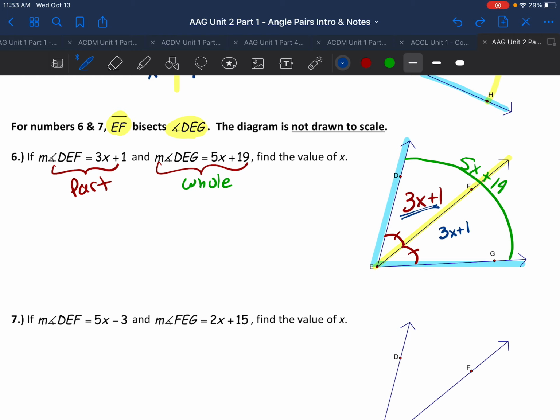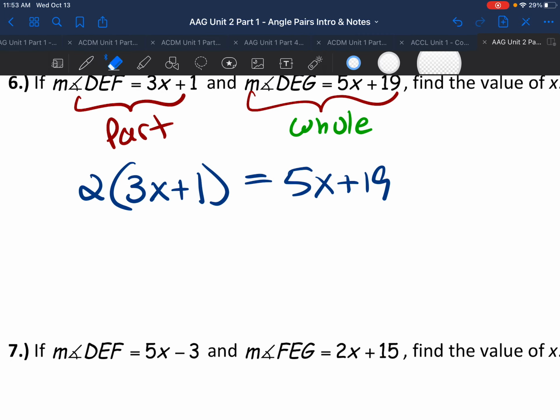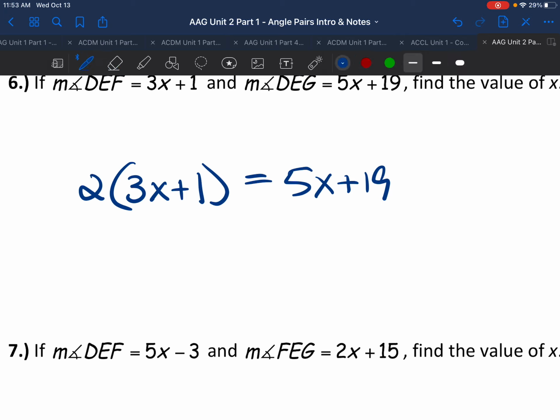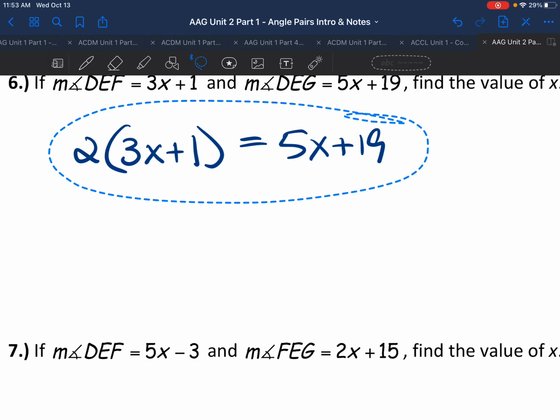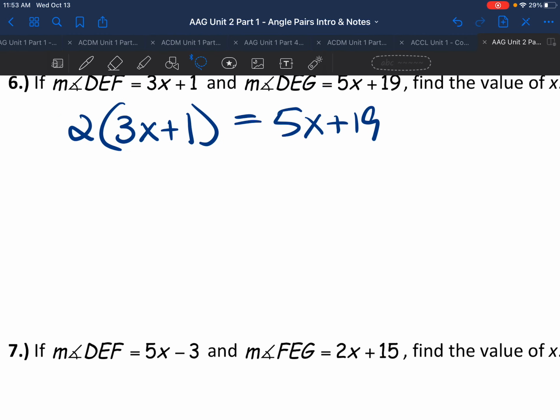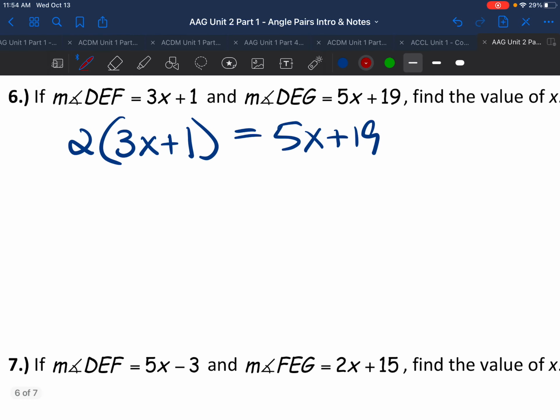All right, so now as I write my equation, I want you to take a look. I'm actually going to take 3x plus 1 doubled, right? So 2 of these will give me 5x plus 19. All right, now I'm going to solve my equation. I am just going to make a little room for myself here. But what I'm going to start off with is the distributive property. So now what do I mean by that? I'm going to distribute my 2 here, and that's going to give me 6x plus 2 equals 5x plus 19.